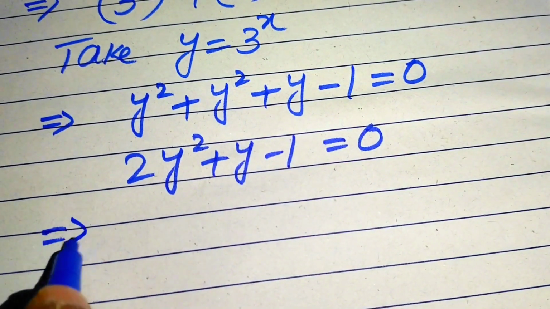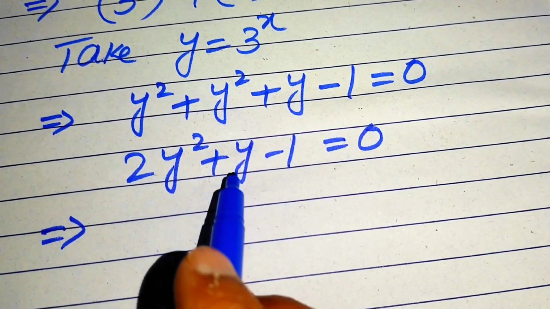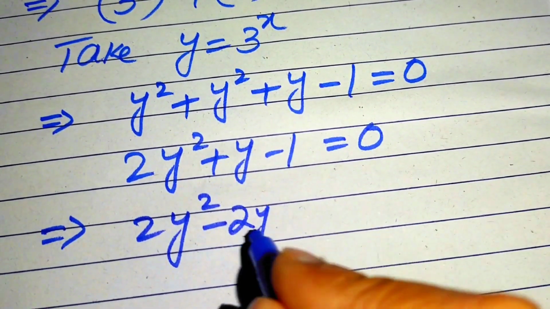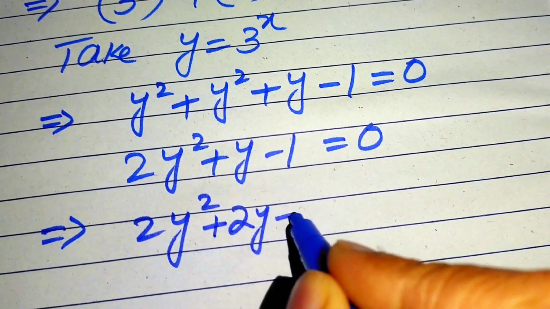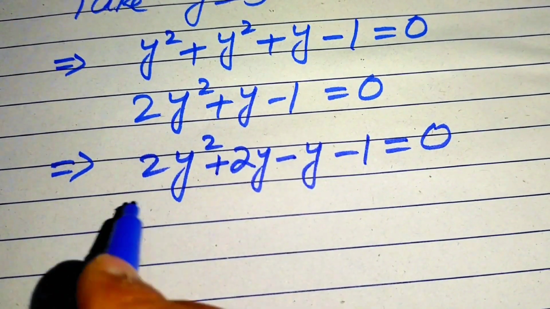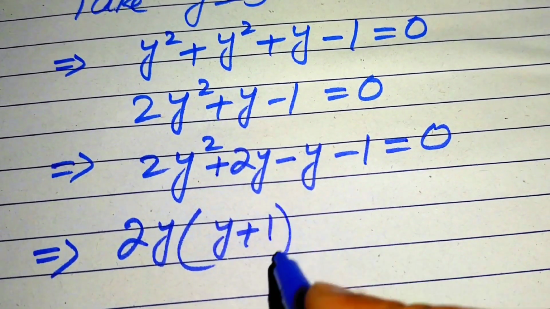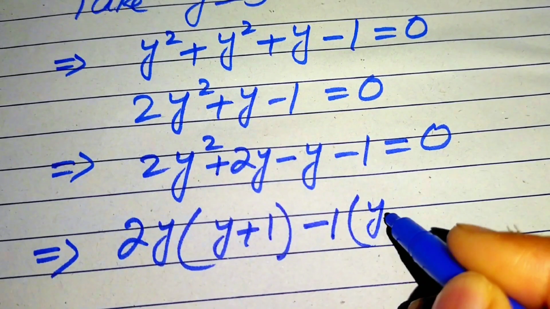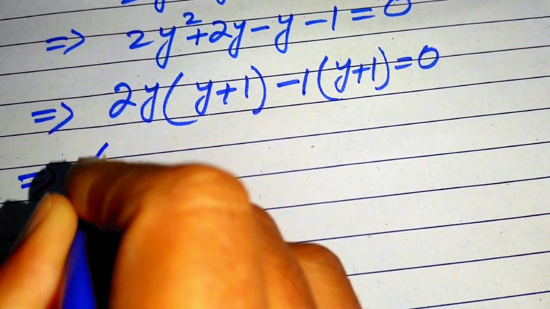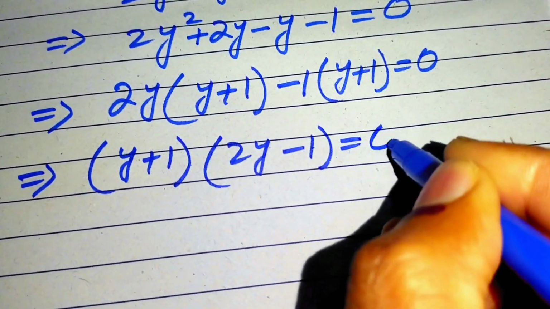So here we easily make the factors of this equation, and we need any two numbers whose product is minus 2 and whose sum is plus 1, so these two numbers are plus 2y and minus y, and minus 1 equals to 0. So here we take common 2y from the first two terms and we get y plus 1, and here we take common minus 1 and we get y plus 1 equals to 0. So here we take common y plus 1 on both of the terms and we get 2y minus 1 times y plus 1 equals to 0.